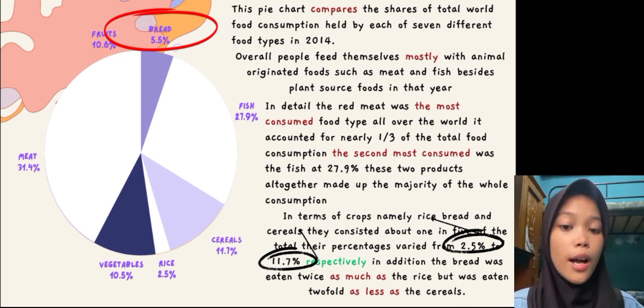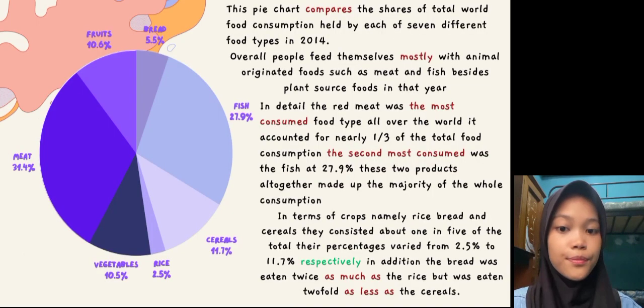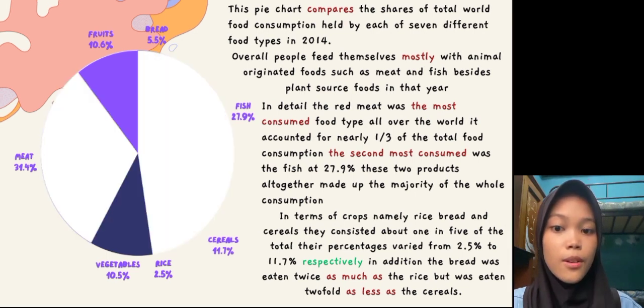So, why do I only give 2 figures instead of 3? Well, if we have a look at the instruction on the question card, it says to summarize the information by selecting, so you don't need to write every single piece of information in your report. Select and write the main features which are relevant in your opinion. Fruits and vegetables constitute the rest of the consumption. They share almost the same level at about 10%.